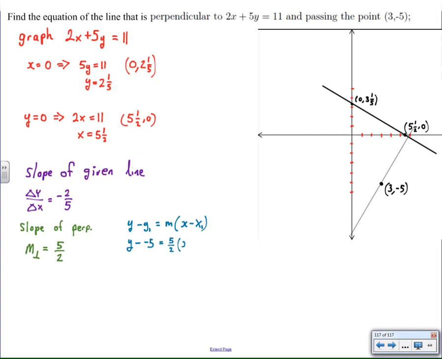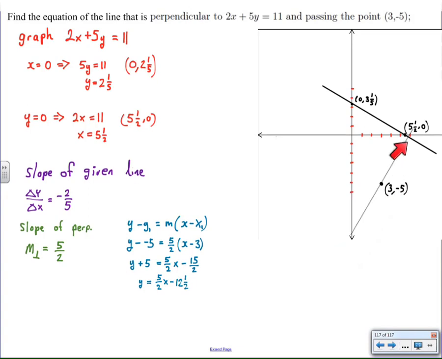The y is given to us as negative 5, the x is given to us as 3. We distribute the 5/2, add 5 to both sides, and I get this result. So this is the equation of the line that I was looking for. It has a negative y-intercept, positive slope bigger than 1, which match my criteria. The only problem I'm concerned with is the negative 12.5. I count down to negative 12.5 and it doesn't quite work.